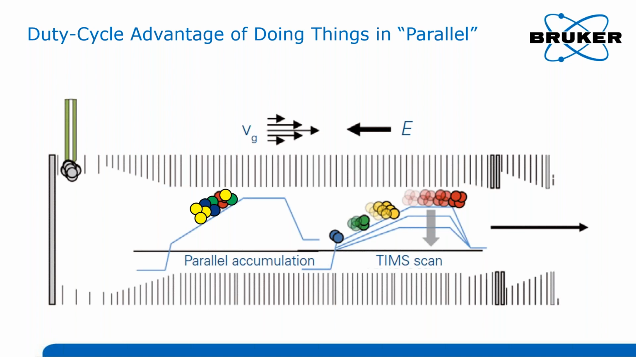So this conveyor belt approach with parallel accumulation and separation allows us to achieve almost 100% duty cycle and operate with almost no ion losses. It means that by adding ion mobility separation, this system does not sacrifice sensitivity, but actually gains some through ion enrichment. This principle of operation is really what makes the TIMS technology superior to any alternatives on the market today.